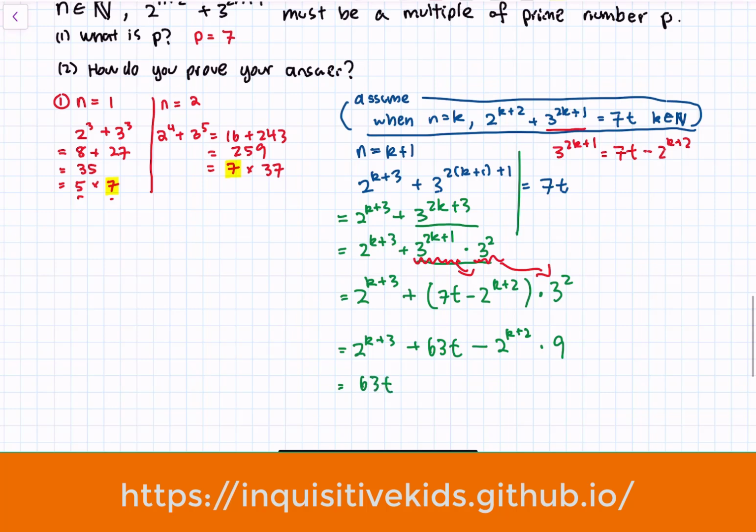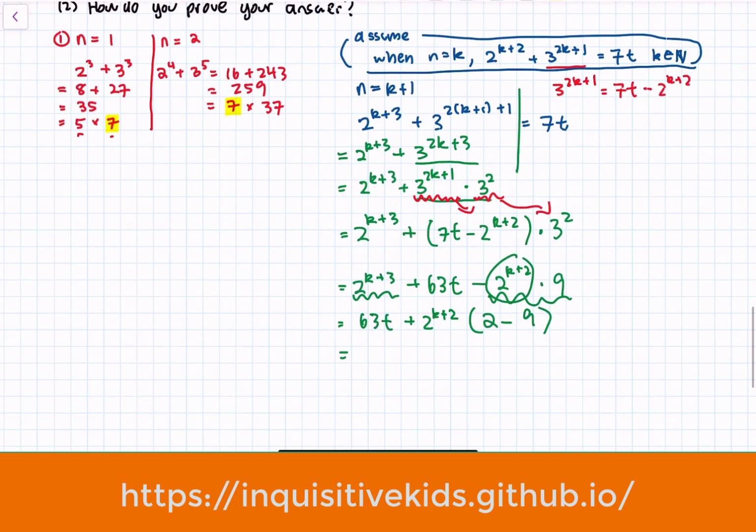With 63t, we can factor out a 2 to the k plus 2 power. So we have 2 after we factor it out from here, minus 9 after we factored it out from here. Which means now we're left with 63t plus 2 to the k plus 2 power times negative 7. And we can factor out a 7 here to get 9t minus 2 to the k plus 2 power.